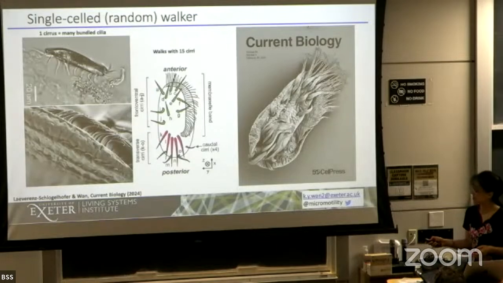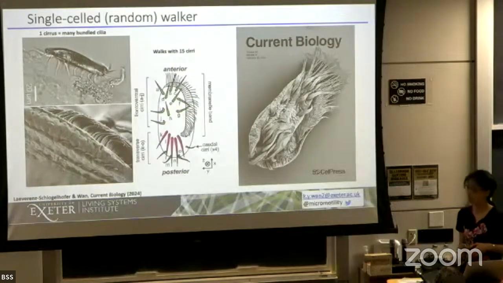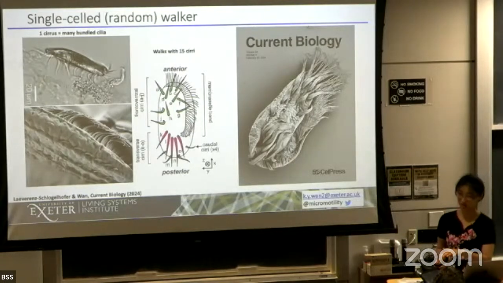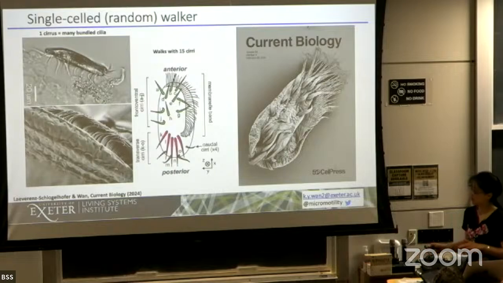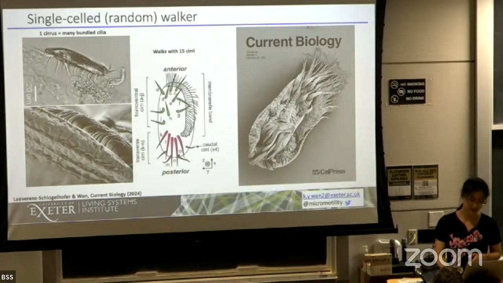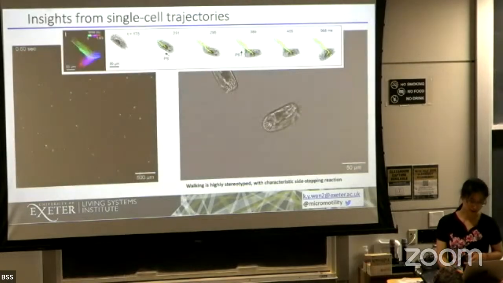Every cell looks like this. It's already quite remarkable. So it has front cirri, about 10, well, precisely 10 of these front cirri, which we think are used for forward walking. And then there are 5 of these back cirri, which are only really active during turning events.